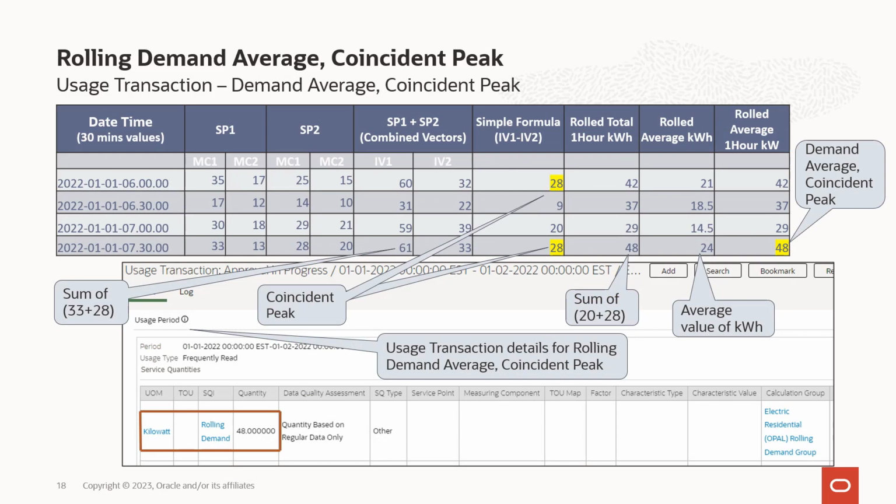After running the usage transaction for a specific date time, you can see the usage transaction page for rolling demand average coincident peak. Here, the system calculates the rolling demand average coincident peak quantity and publishes it for a specified date time. In this example, there are two coincident peak values. In this situation, the system will select the highest value of rolled average 1 over kW as final value.